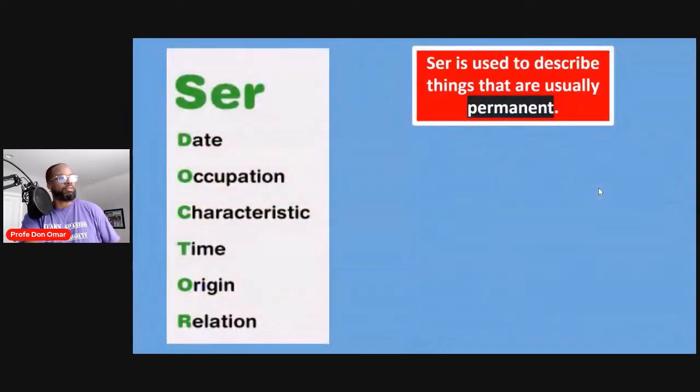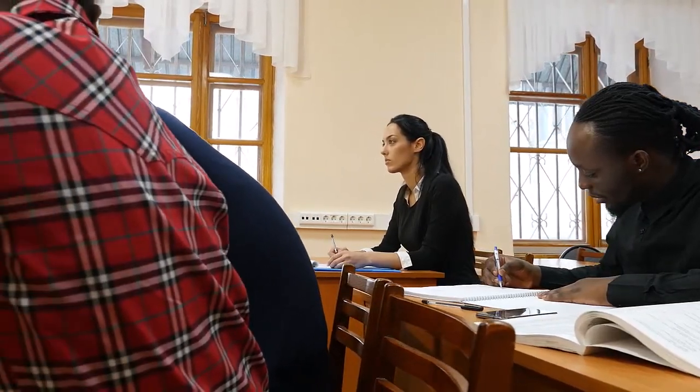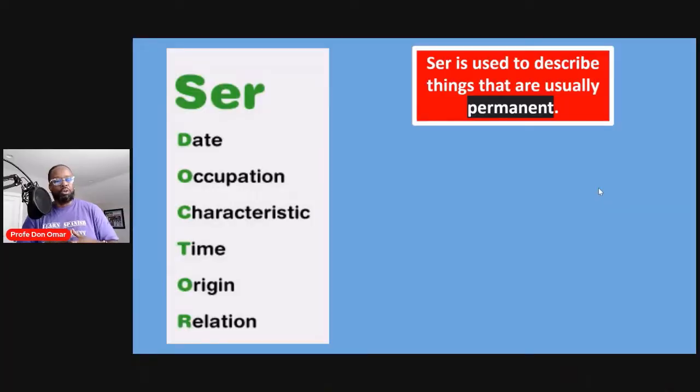All right. Damas y caballeros, aquí tenemos el nuevo acrónimo. We've got the new acronym that we're using here, which is DOCTOR. Okay, go ahead and jot that down vertically as you see it here. And I'm going to give you examples of each of these so that they will help you to pick up what I'm putting down. Up at the top, we see here, it says, ser is used to describe things that are usually permanent. Okay, so as we go along with some of these, how they would make perfect sense.